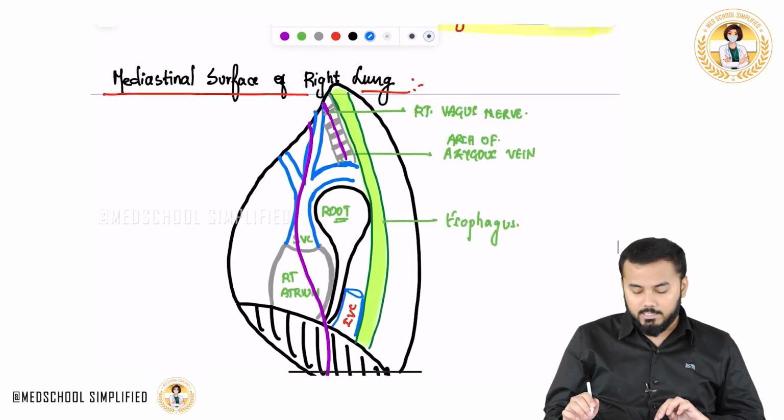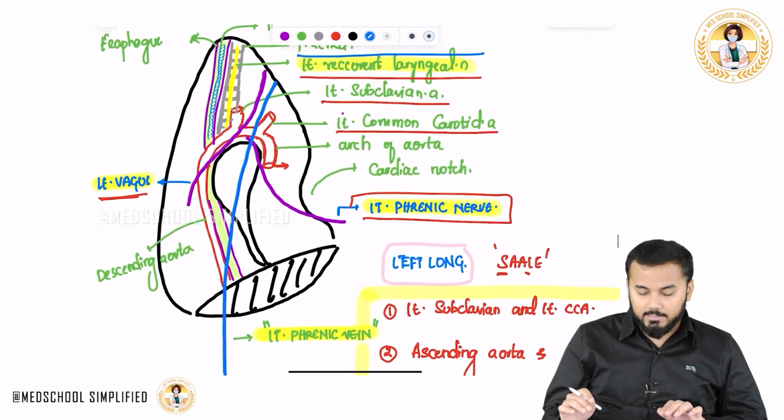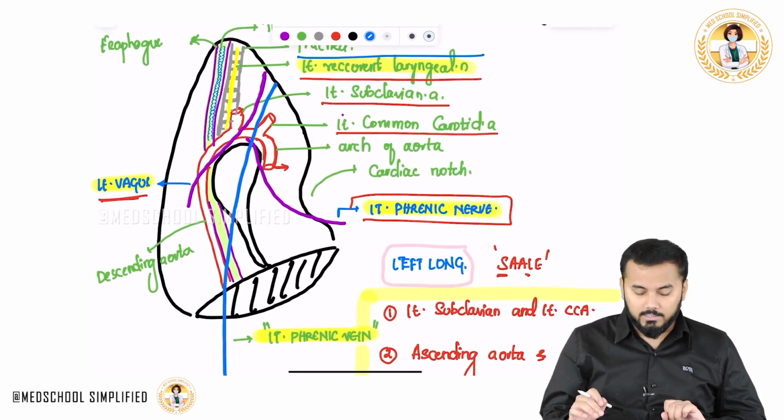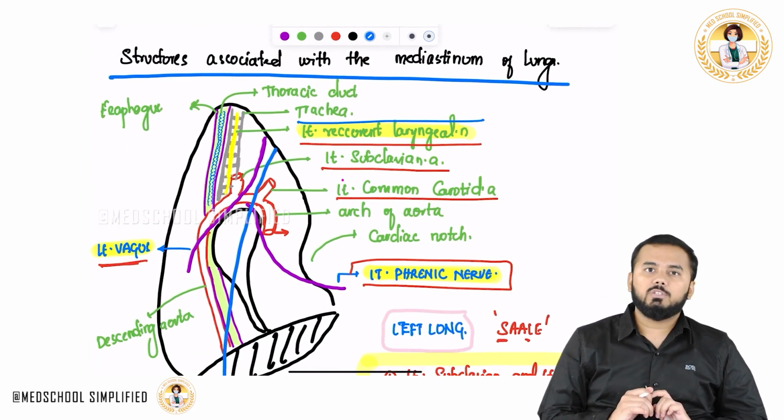So these are the structures which are located on the mediastinal surface of the right lung, and these are the structures which are located on the mediastinal surface of the left lung, right? So these are all the important things which you need to know.